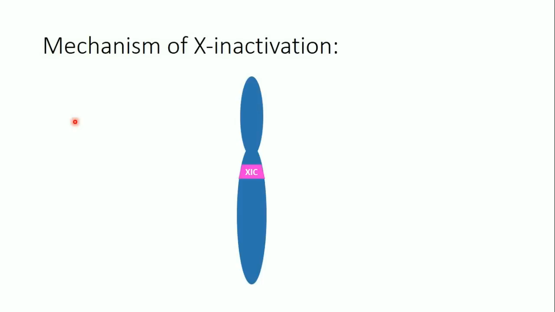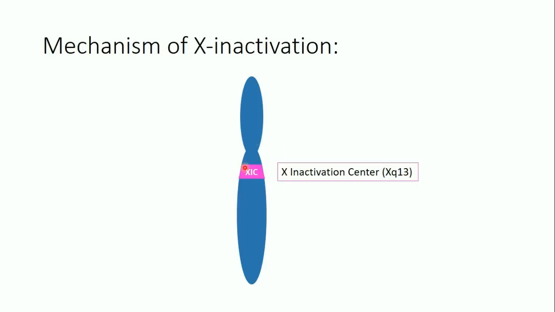Now, let's speak about the mechanism. The mechanism of X inactivation. How does X inactivation occur? So this is an X chromosome. Okay, this is the short arm, this is the long arm, and this is the centromere. In this position, there is something called the XIC, which is the X inactivation center. It exists on the XQ13 position. So on the long arm, the Q, and the 13 position.